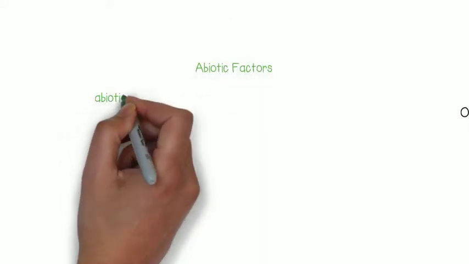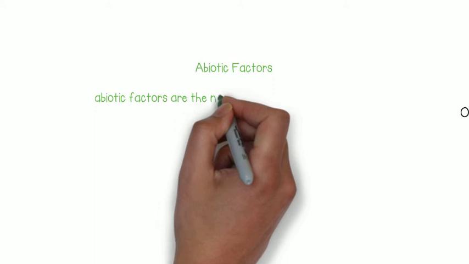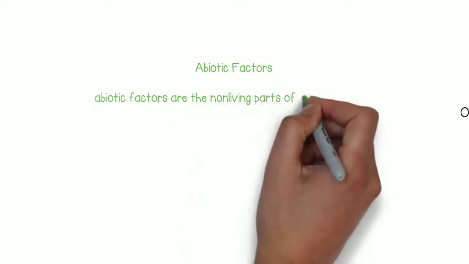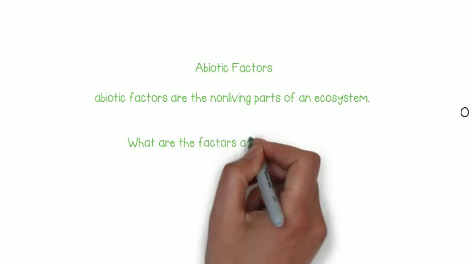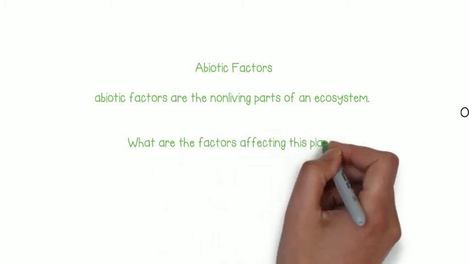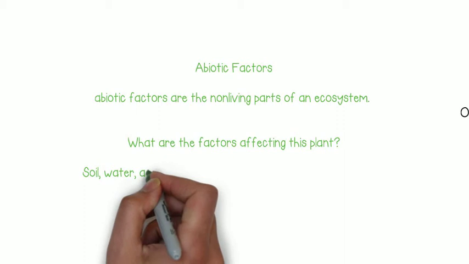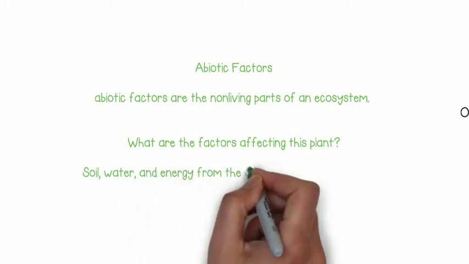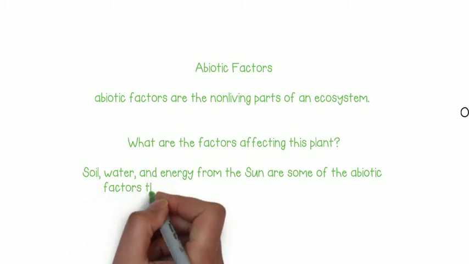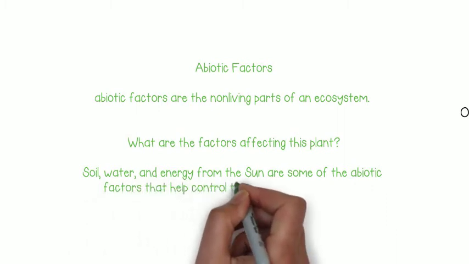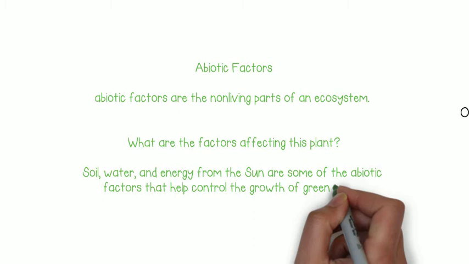Suppose you want to grow a plant in your classroom. You could plant a seed in a pot of damp soil and place the pot on a sunny windowsill. What are the factors affecting this plant? Soil, water, and energy from the sun are some of the abiotic factors that help control the growth of green plants. The sun. Most life on Earth depends on energy from the sun, an important abiotic factor.